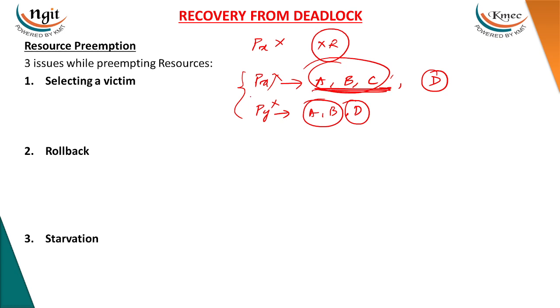First, we need to select the victim process to take the resources from. As in process termination, we determine the order of preemption so that the cost is minimized.